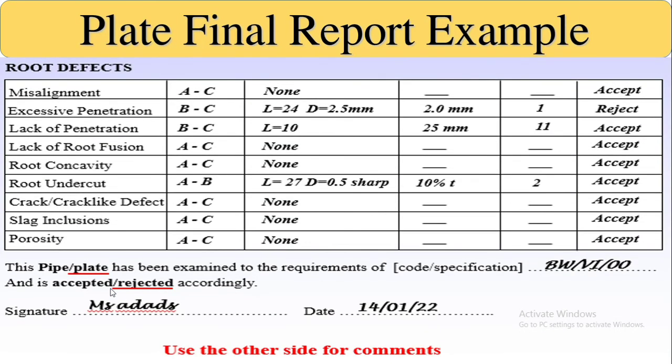See here the misalignment, excessive penetration. So all these things you have to fill up as per the actual measurement. So definitely this pipe or plate has been examined to the requirement. Which code it is, you have to mention, and whether it is accepted or rejected you have to mention. So it is rejected accordingly. What is the signature there? So use the other side for comments. If you have any comments, you have to mention them on the other side.